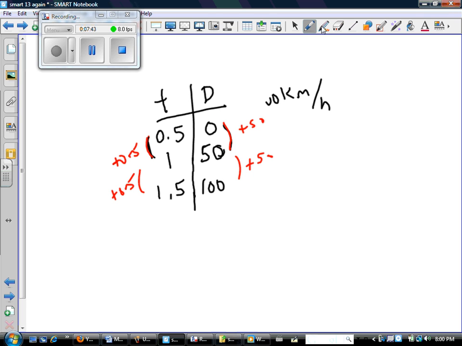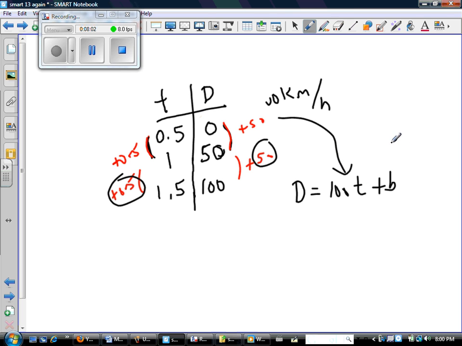And so to find the equation, you didn't have to use the graph at all. You certainly could have just said that d equals 100t because 50 over 0.5 is 100, plus b, and then taken any of these points and subbed them in. That would have worked perfectly fine. You would have still got negative 50 as her starting value.